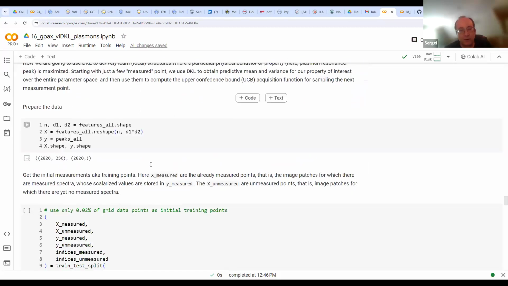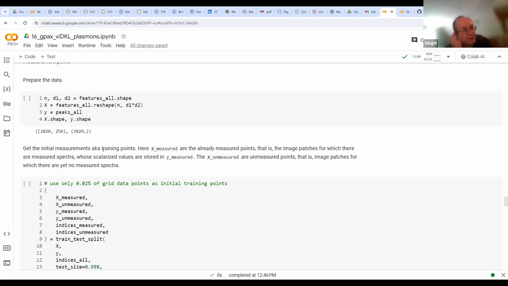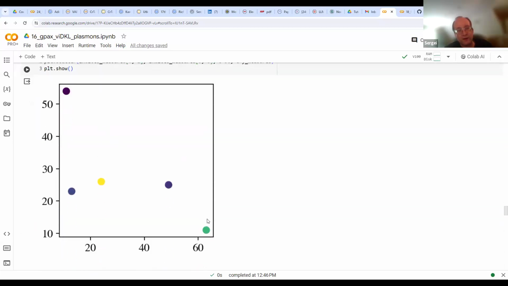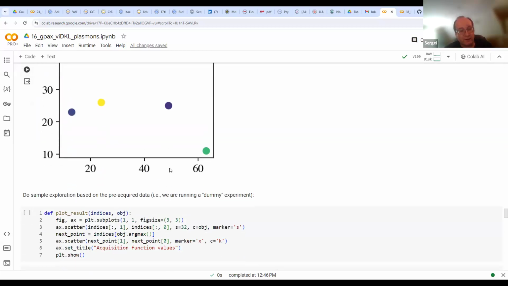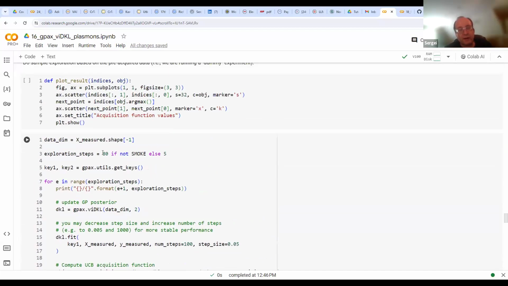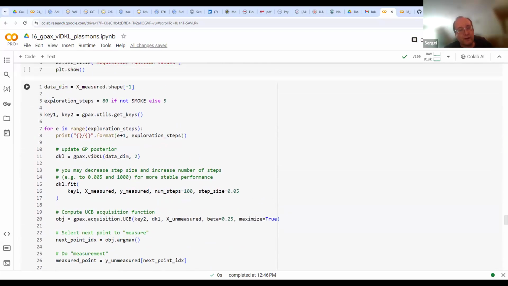And then the final part here is the active learning. So we proceed in a very simple way. Let's start with 0.02% of the grid data points as the training. So we choose 5 points where we measure the scalarizer. And then we define our exploration loop. By now, you have already seen how this type of loops are defined. So we define the number of exploration steps.